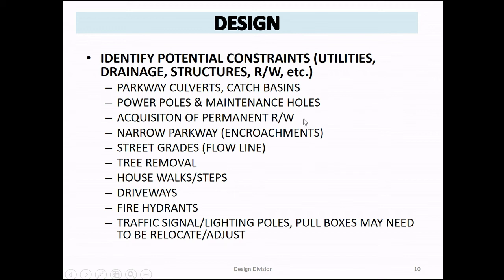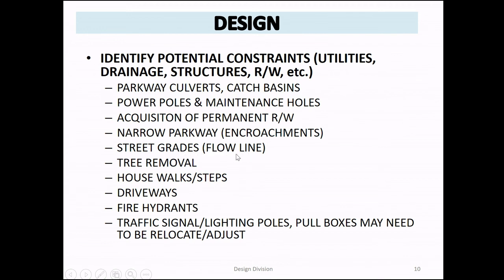Make sure that if you can acquire right of way to try to construct either an A or a B, then we should try to do that. If we have a narrow parkway but we have the right of way, we should remove those encroachments just to make sure that we try to fit the curb ramp. And this is what Rob was talking about.